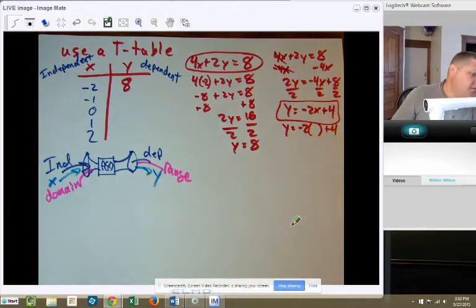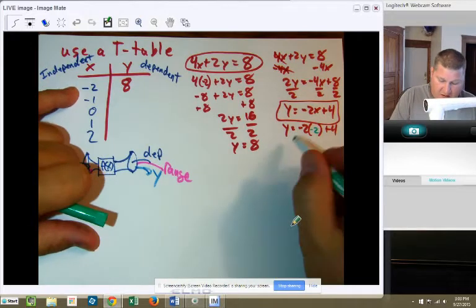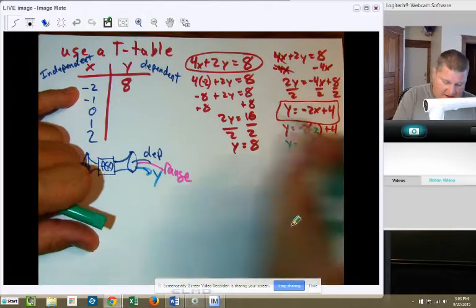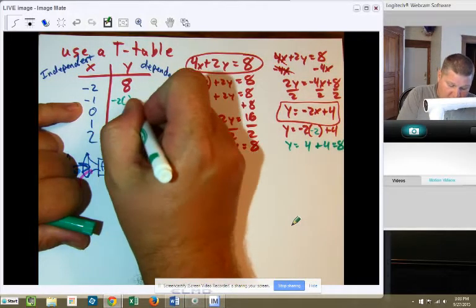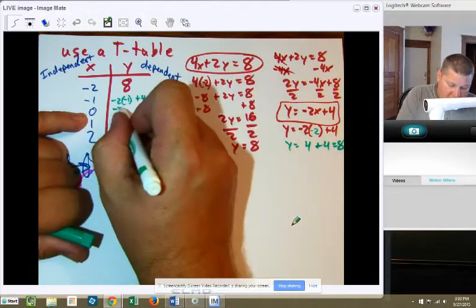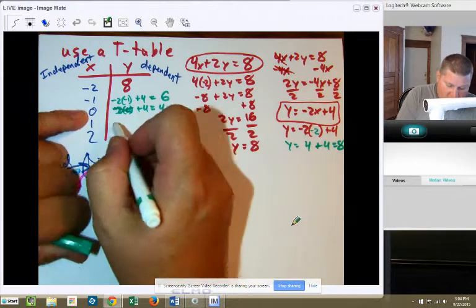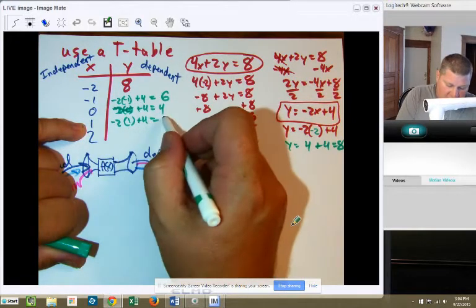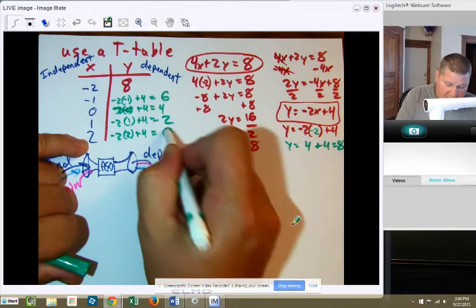Well, let's start by plugging in -2. All right, y equals -2 times -2 is 4, plus 4 is 8, and that's what we put over here. Now, on the other hand, I could say -2 times -1 plus 4. That's going to be 6. -2 times 0 plus 4 equals, well, that's gone. That's going to be 4. And -2 times 1 plus 4 equals, now -2 and +4 are going to make 2. And I have -2 times 2 plus 4, which is going to be 0.